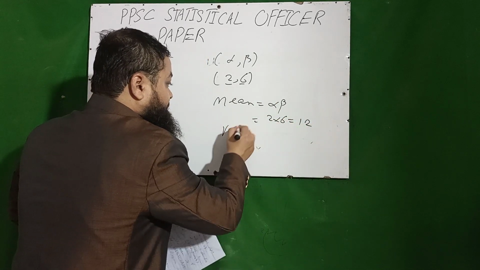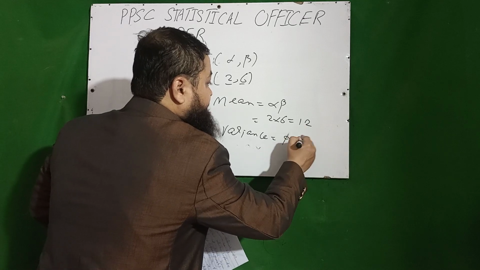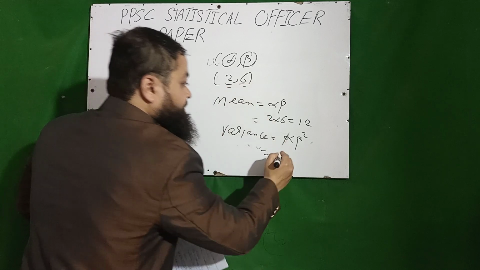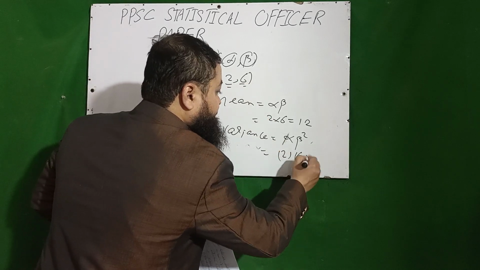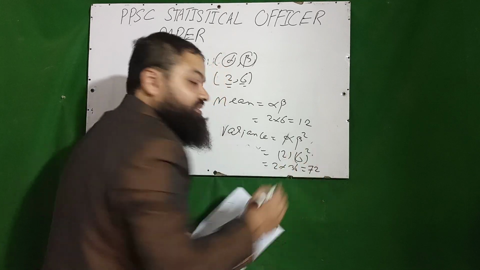But now in the paper the question is variance. We know it is alpha beta square. It is alpha, it is beta: 2 into 6 square, 2 into 36. The correct option is 72.